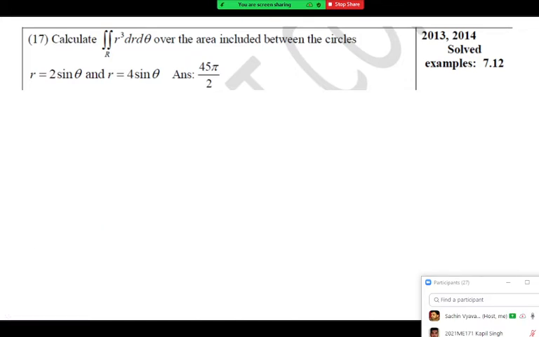So can anyone tell me what this curve represents? r equal to 2 sine theta. What is this curve? Diameter on the y-axis. What is the length of diameter? Yes, 4. For r equal to 2 sine theta, the diameter is 2 only. For r equal to 4 sine theta, the diameter is 4.